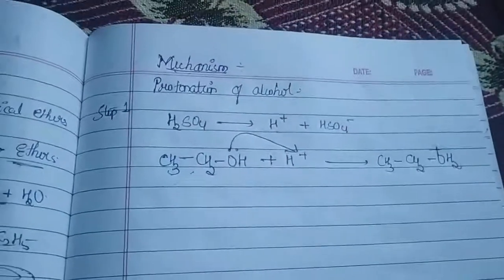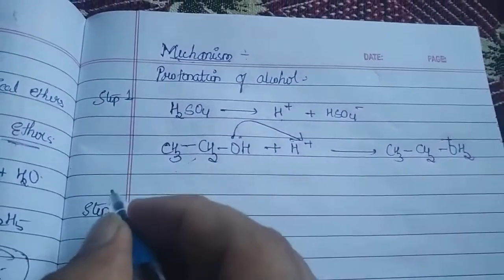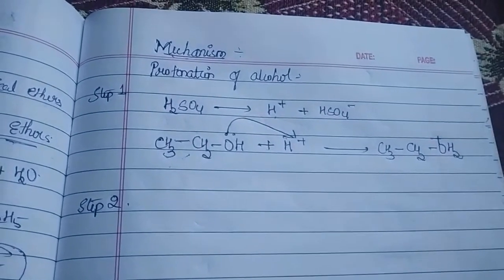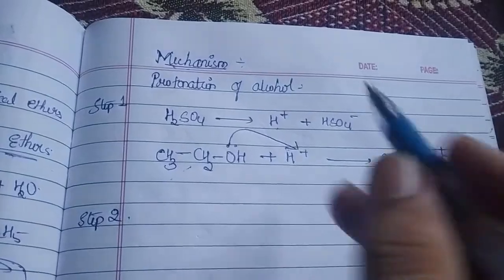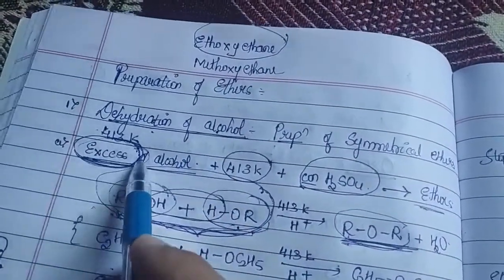Step 1. Now comes our step 2, a very important part. So what happens over here? Whatever the unprotonated alcohol is there, because you remember, whenever we are talking about dehydration of alcohol, we have taken excess of alcohol.